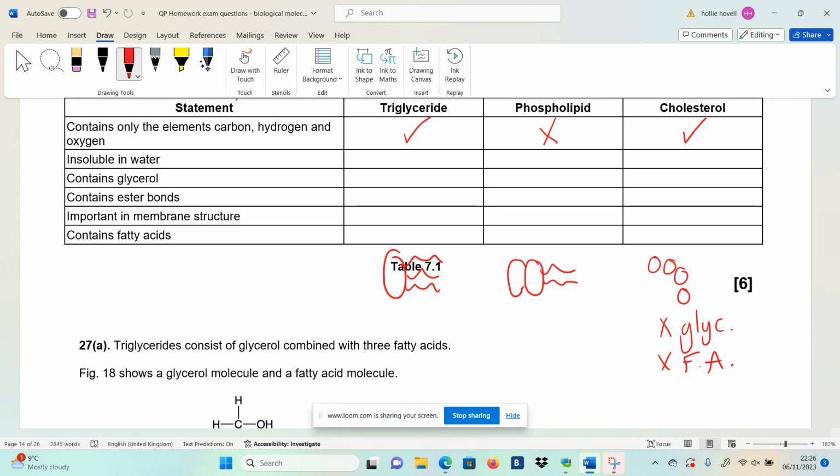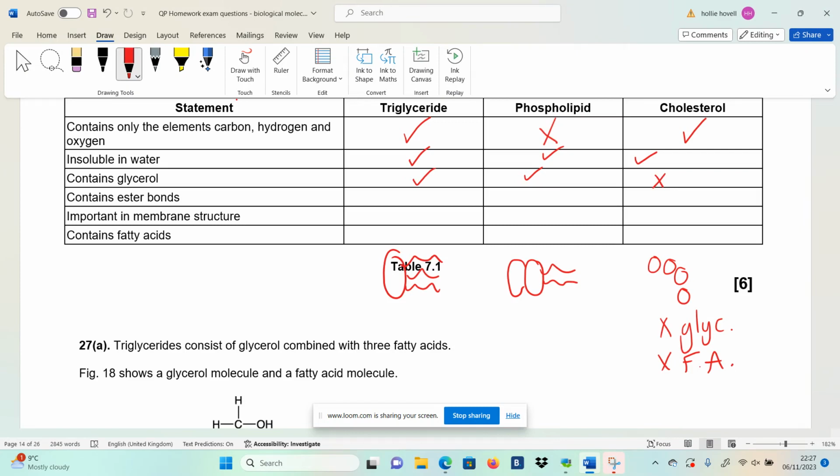Is it soluble in water? Does it dissolve in water? So insoluble means it doesn't dissolve in water, and no fats are going to dissolve in water. So that's a tick for all of them. Fats don't dissolve in water. Does it contain glycerol? Nice and easy. Oh, sorry, these two do, and this one doesn't.